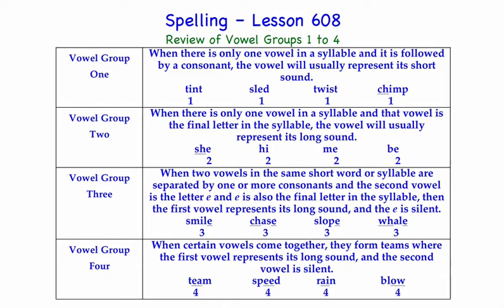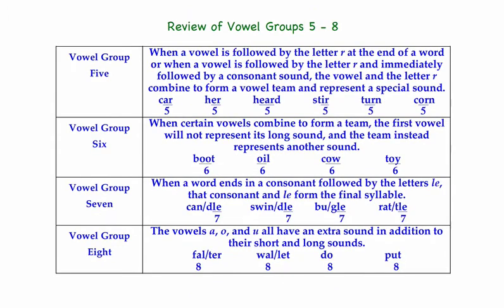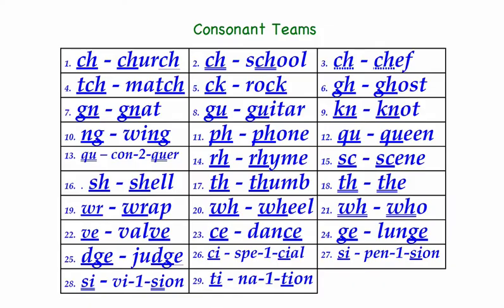program. We'll begin with the 8 vowel groups that indicate what sound a vowel will make within each syllable. On this screen, you see the first 4 vowel groups, and on this screen, you see vowel groups 5 through 8. On this screen, we have all of the consonant teams that have been presented throughout the entire program.